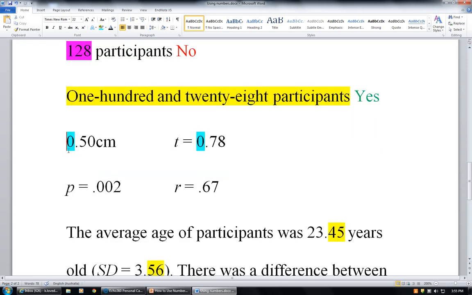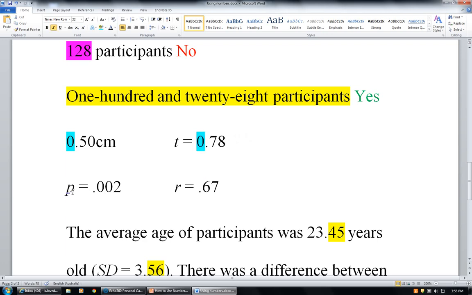Another thing I want to show you is how to know when to put a naught in front of a decimal. So I have 4 numbers here: height, a t statistic, a p-value, and an r-value. And when numbers can be greater than 1, that's when you put a naught in front of them. So t-values can be greater than 1. You'll often see t-values of 4 point something, 2 point something. So because a t-value can be greater than 1, we put a naught in front of the decimal.